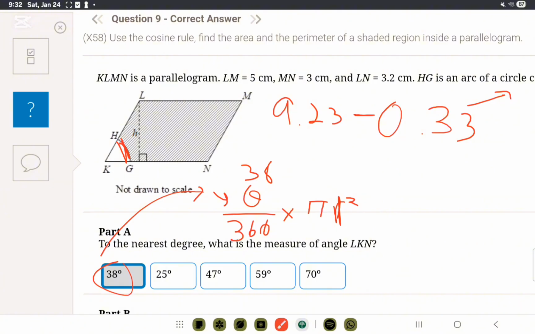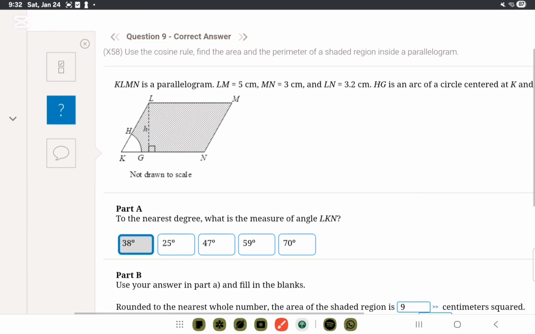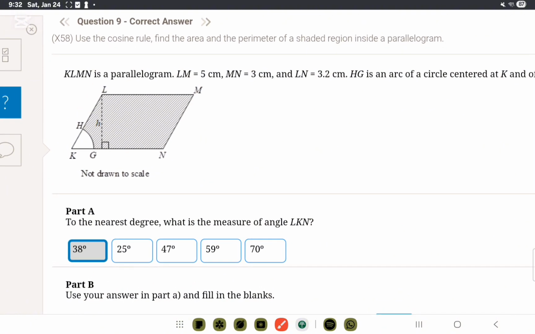Now, 9.23 minus that answer, you get around 8.9. Round it to the nearest integer and you get 9. Now, perimeter is all about adding sides. So now we want to find the area of the full parallelogram and then subtract.